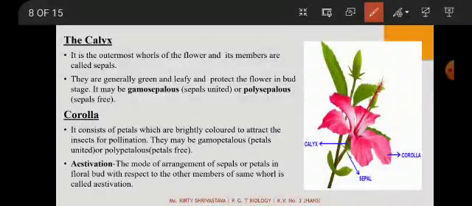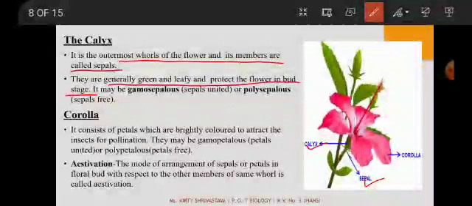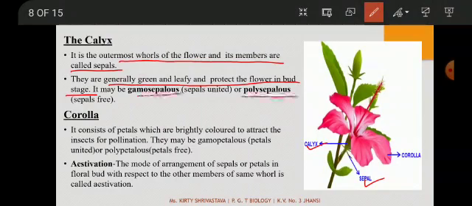Let us now discuss some scientific terms to describe the various parts or appendages of an angiospermic flower. The first one is the calyx, which is the outermost whorl of the flower, and its members are called the sepals. They are generally green and leafy and protect the flower in bud condition. If the sepals are fused, they are called gamosepalous, and if the sepals are free, the terminology used is polysepalous. Let us now discuss the corolla.